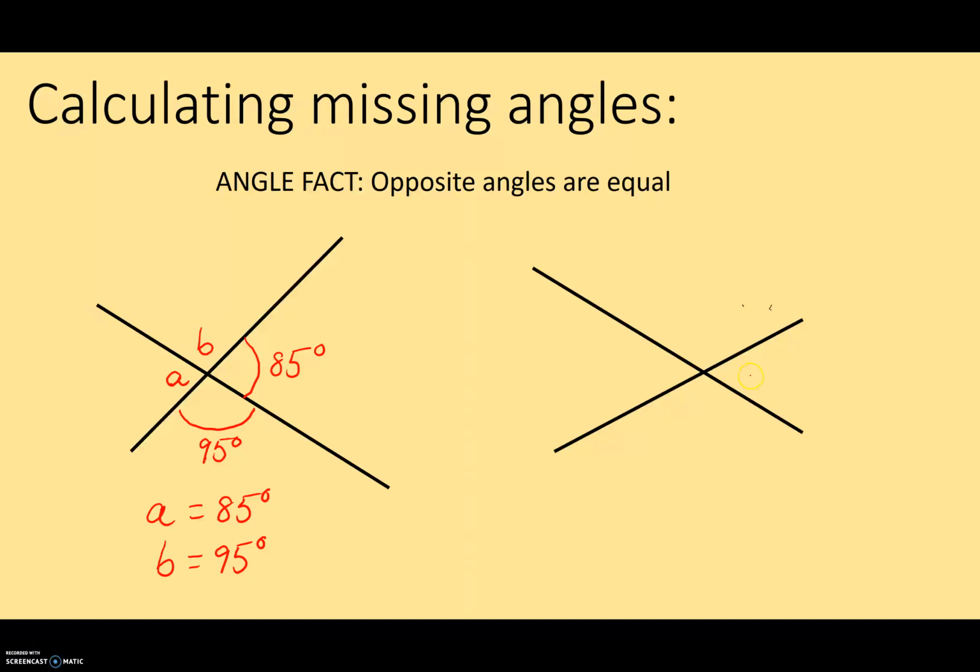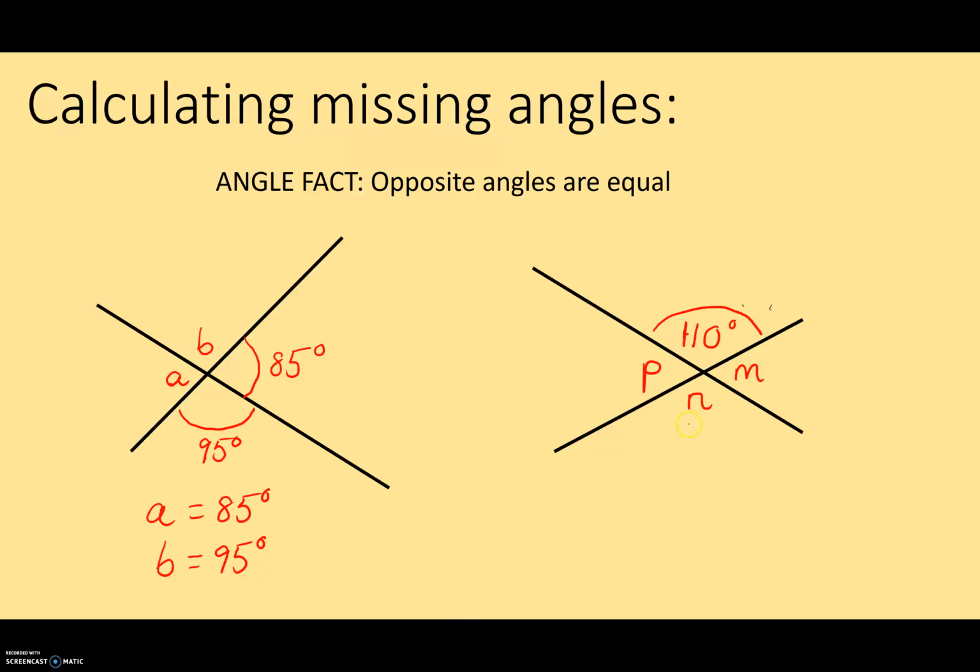On this second example, if I said this missing angle, I'm going to call it M, and if I said this angle here at the top is worth 110 degrees, I wonder if you could work out M, N and P. Have a little try and then we'll go through it.